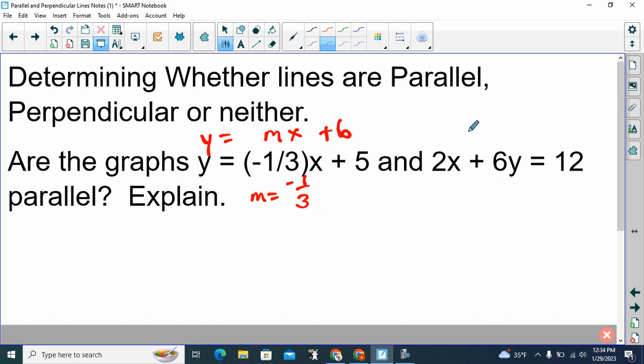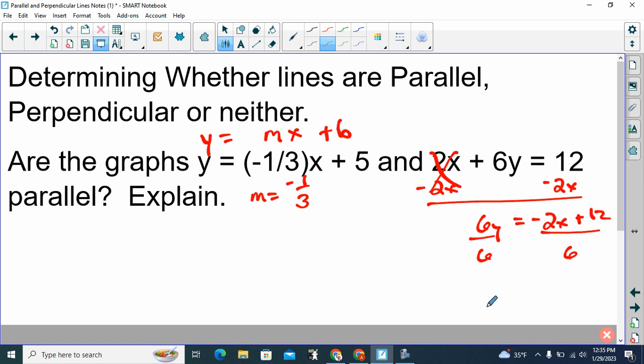This one does not say y equals anything. X and y are on the same side. This is standard form. If it's in standard form, we want to change to slope-intercept form. Subtract 2x from both sides. Negative 2x plus 12. Divide both sides by 6. I get y equals negative divided by positive, that's negative 2 over 6, x plus 12 divided by 6.